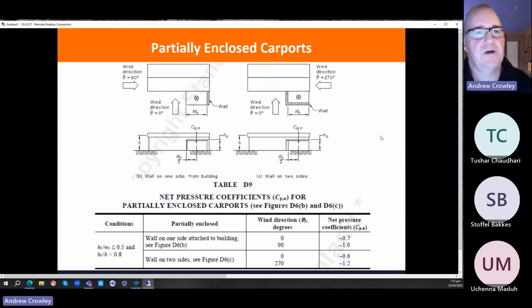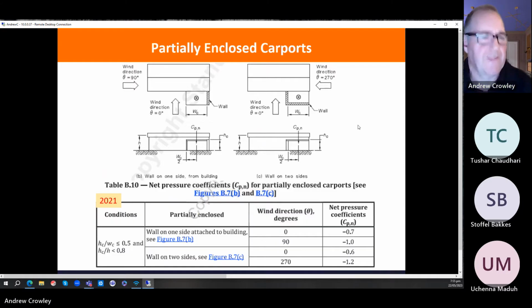So enclosed carports, very common in New Zealand. And if you think about it, the wind, when it hits, particularly in this direction, is going to be trapped in here. So if you've got a roof over that, the wind in there is going to raise the roof. And so depending on which direction you're looking at, the values can be quite high. The 2021 edition is pretty much the same, it's just got a new figure number.